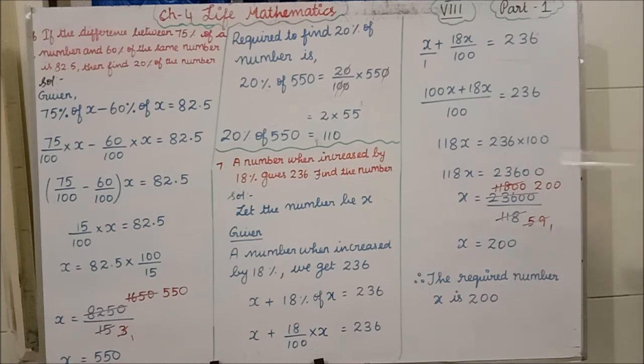Clear? So 118x equal to, if you multiply, what we will get? 23,600. So that number we have to divide with 118. See, after cancelling, what answer I have got now? Finally I have got 200. So the required number x is 200. Find the number, they have given. So that number is 200.